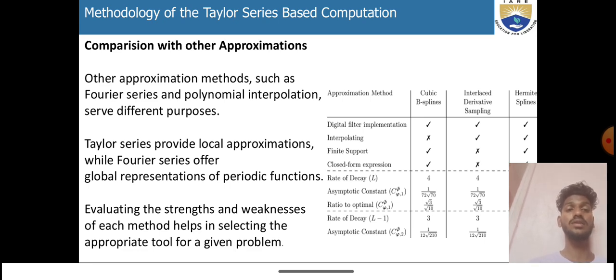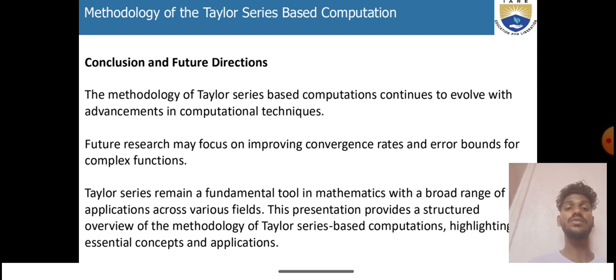Next, conclusion and further directions. The methodology of Taylor series based computation continues to evolve with advancements in computation techniques. Future research may focus on improving convergence rates or error bounds for complex functions.